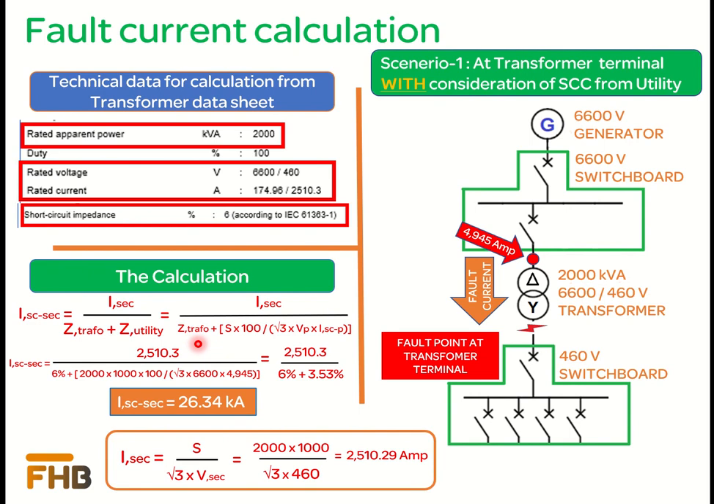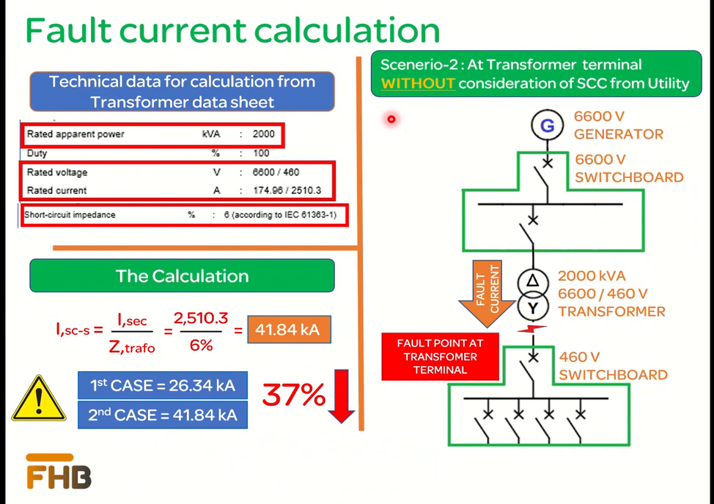Once the total short circuit impedance is calculated, then the short circuit current leaving the transformer secondary is simply the ratio of rated secondary current and the total short circuit impedance. In this case, rated secondary current is 2510.3 amperes, and the total short circuit impedance is 9.53%. The value of short circuit current leaving the secondary side is found to be 26.34 kiloamperes. If the transformer secondary side current is not available, then it is simply the ratio of transformer rated kVA and the rated secondary voltage, as shown here in the calculation.